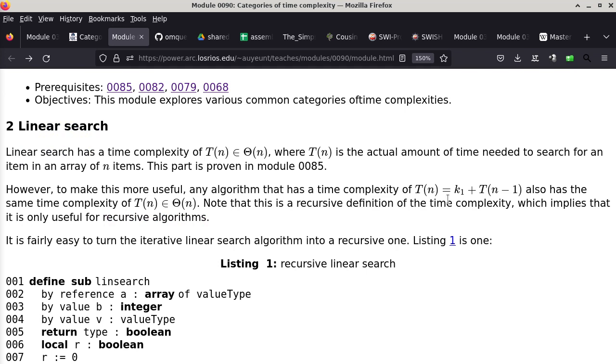All right, so we'll start with linear search. And you probably already know that for linear search, if the time complexity is T of n, then it is an element of big theta of n. All right, so here's a quick quiz, which doesn't count for any points. What is big theta? What does it mean when I say something is an element of big theta of n?